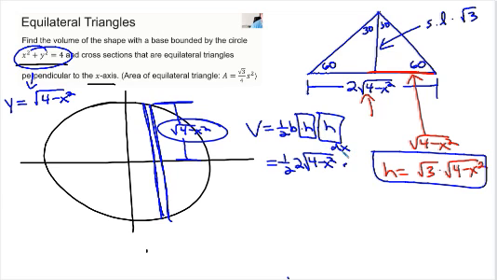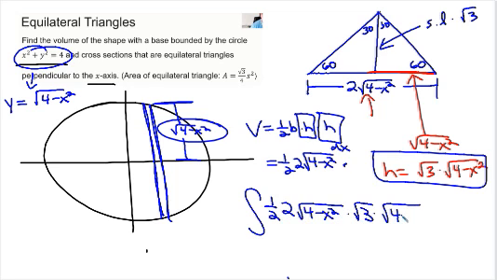So my integral will be 1/2 times 2 square roots of 4 minus x squared times the square root of 3 times the square root of 4 minus x squared dx. We're going from -2 to 2.